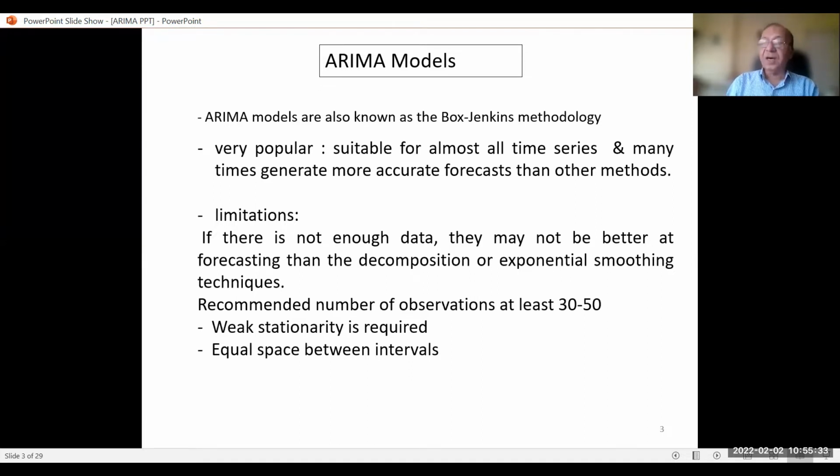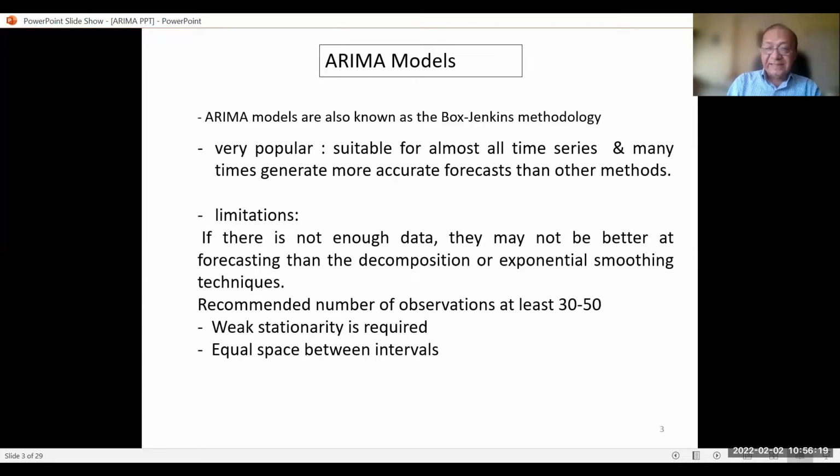Say you want to forecast the price of one company from the historical prices. So it is very good. ARIMA is most popular and it gives you an accurate result of what the price of the share will be. Now, what is the limitation? If there is not enough data, say very small data, 7 days or 8 days of data, they may not be better at forecasting than decomposition or exponential smoothing techniques. The recommended number of observations should be at least 30 to 50.